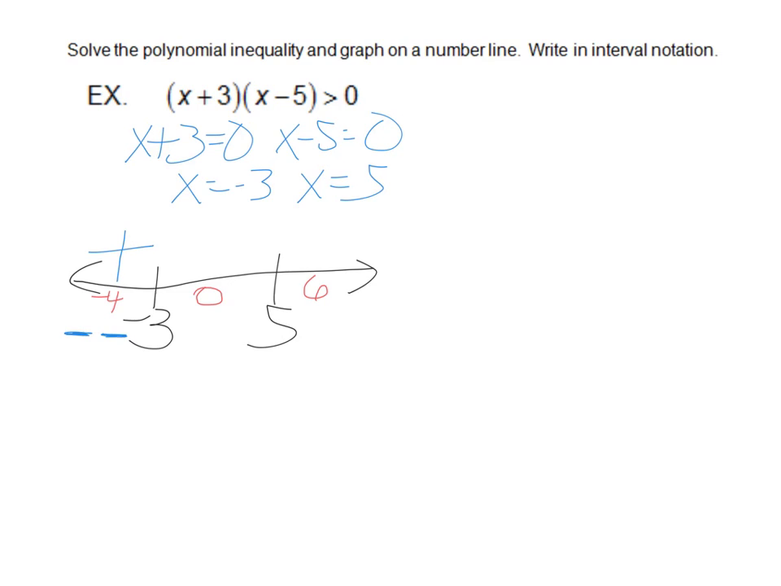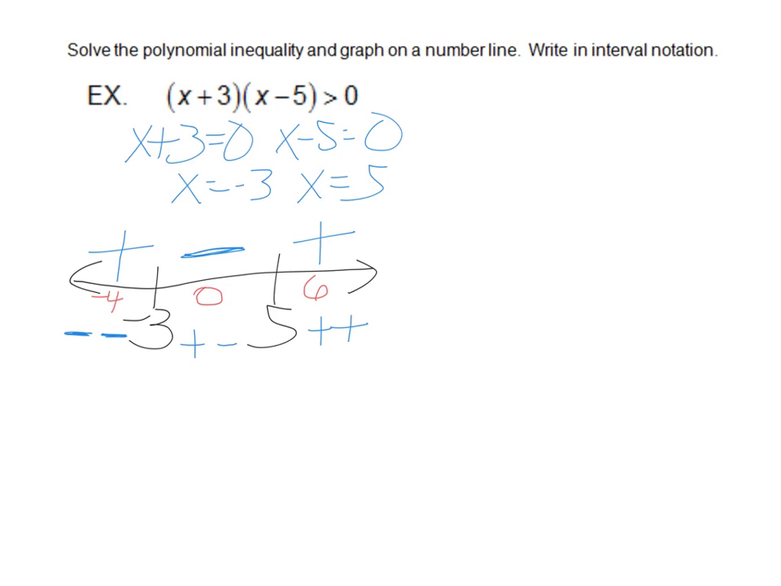So I write a plus above the negative 4. Then I repeat with the 0. 0 into the first parentheses, 0 plus 3, that's positive. Into the second parentheses, 0 minus 5, that's negative. Positive times a negative is a negative. Plugging in the 6 into the first parentheses would come out positive. In the second parentheses would also come out positive. A positive times a positive is a positive.